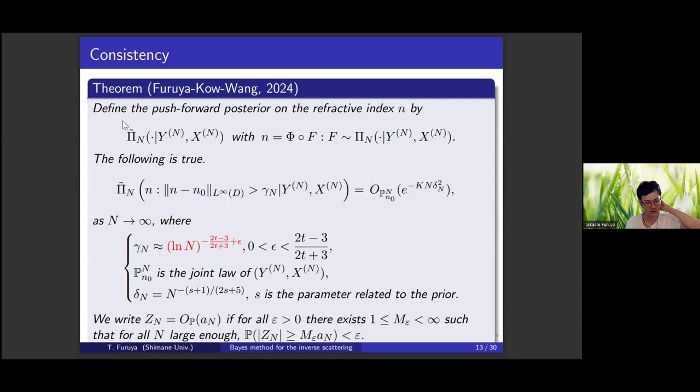This is the posterior distribution of n, where n is given by the link function of f, and f is randomly generated from this pi n. And then the posterior distribution satisfies the following. So this is how to look at this theorem.